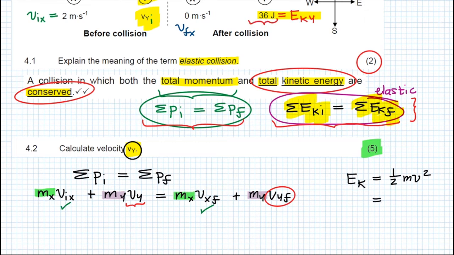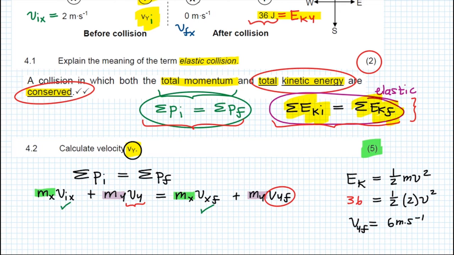It is 36. So we plug in: 36 is equal to half the mass of this ball, which is 2 kilograms, and we're looking for the speed. We divide by the half times 2, and then we take the square root, and we find that the velocity, or rather the speed, is going to equal 6 meters per second. This here is the final velocity, or final speed, of ball Y.